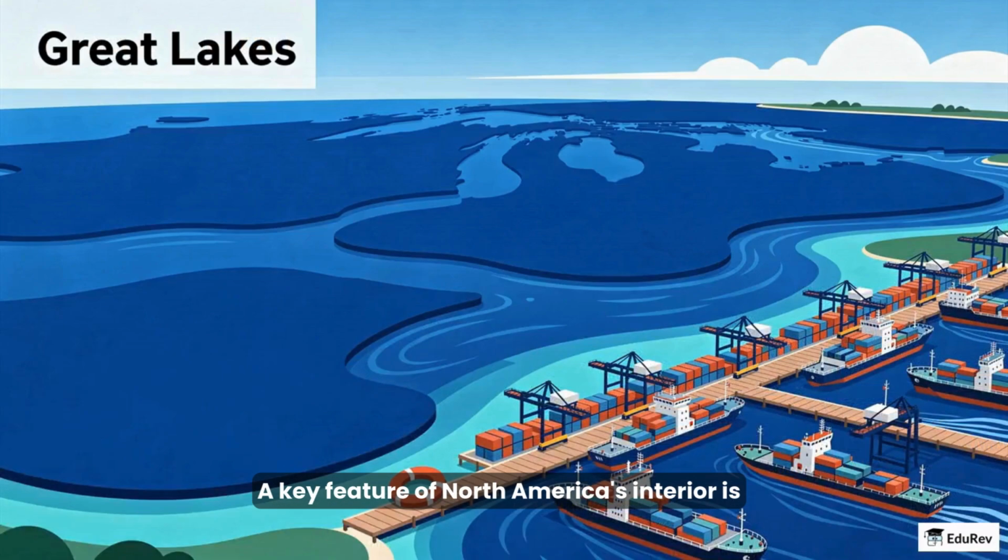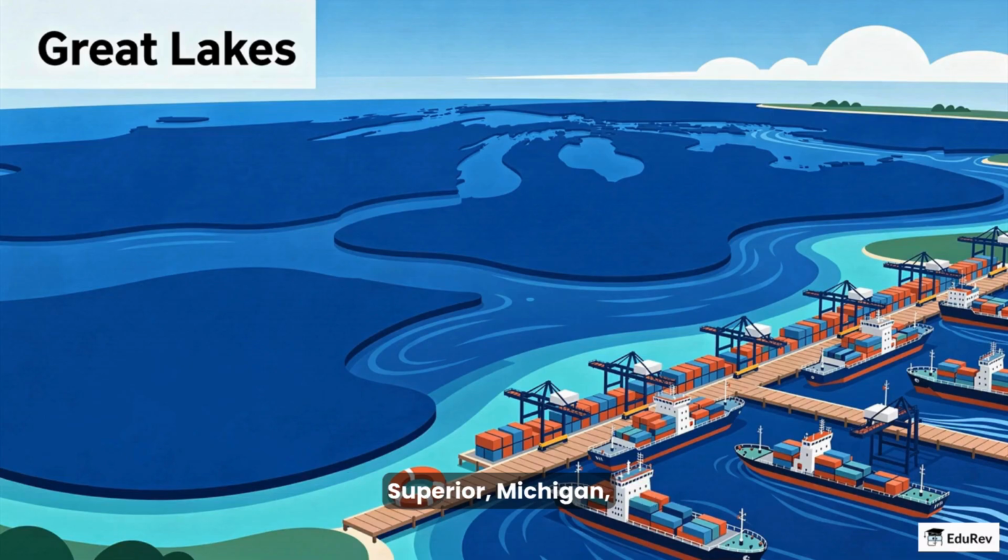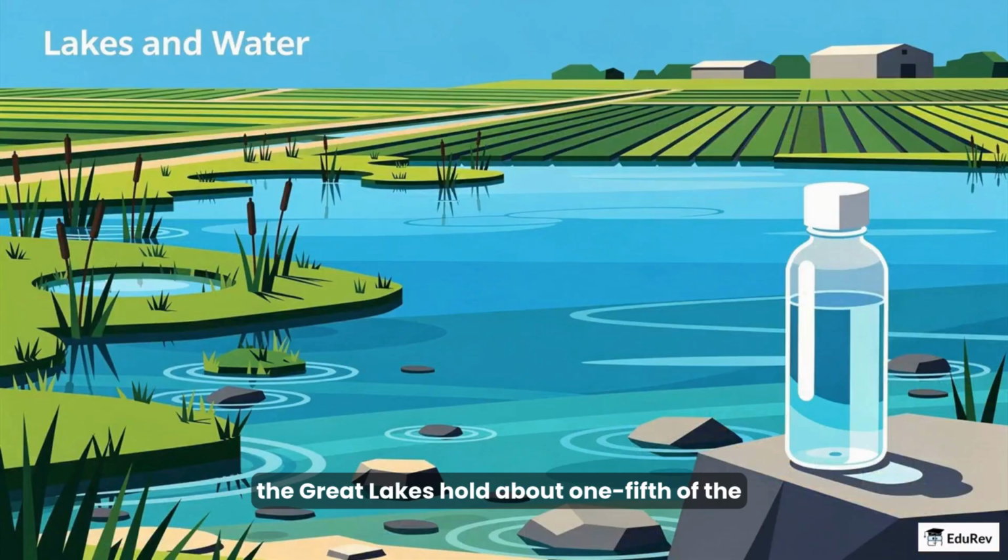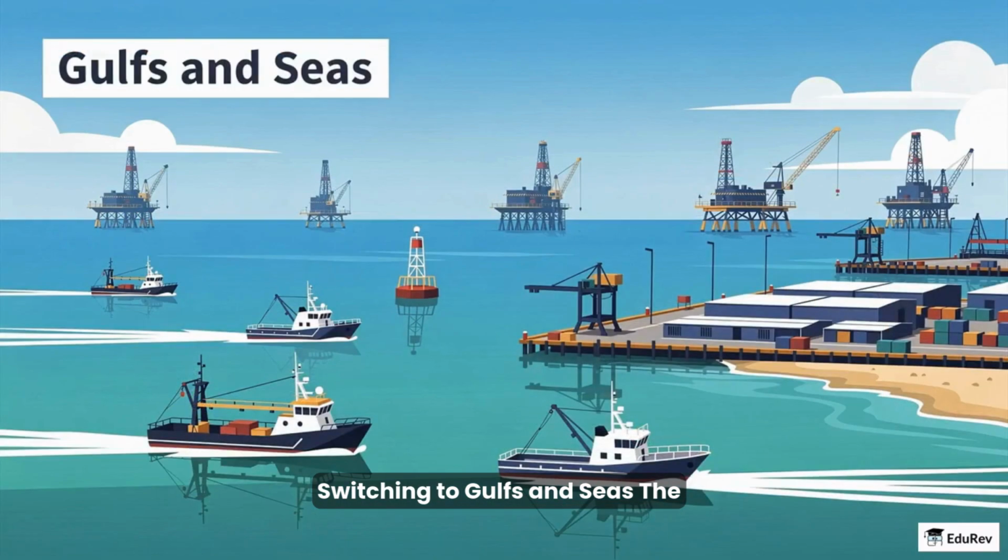A key feature of North America's interior is its lakes, especially the Great Lakes: Superior, Michigan, Huron, Erie, and Ontario, formed by glacial erosion and meltwater dams. Together, the Great Lakes hold about one-fifth of the world's surface freshwater and have been essential for drinking water, irrigation, inland navigation, and industrial development. Switching to gulfs and seas.